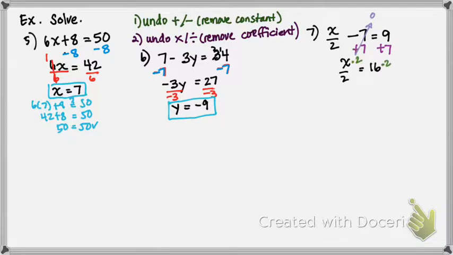Now again, nice and high, because that's going to give us 2 divided by 2 is going to give us 1. 1 times x is x. And then we have 32. So 32 divided by 2 is 16. 16 take away 7 is 9. 9 equals 9. So I agree with that answer.